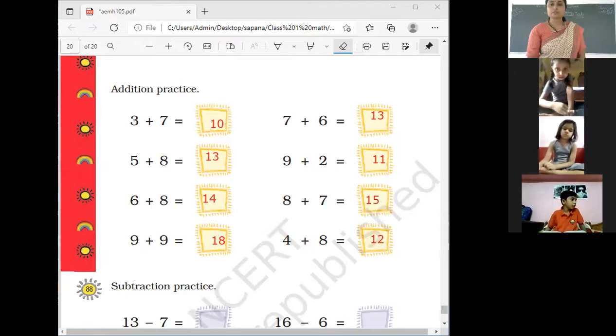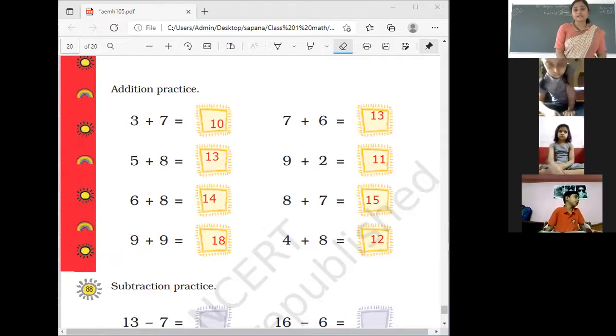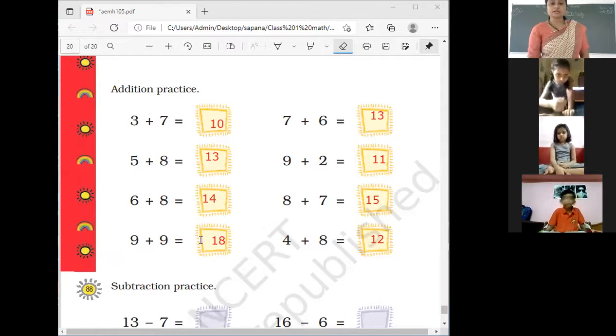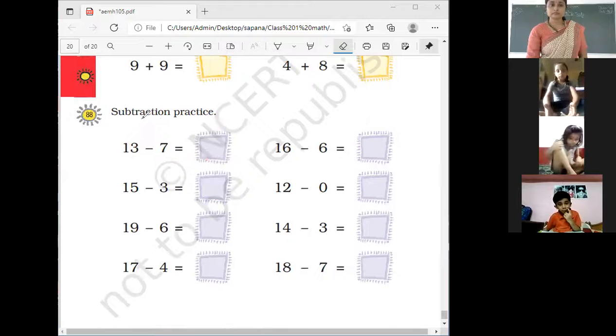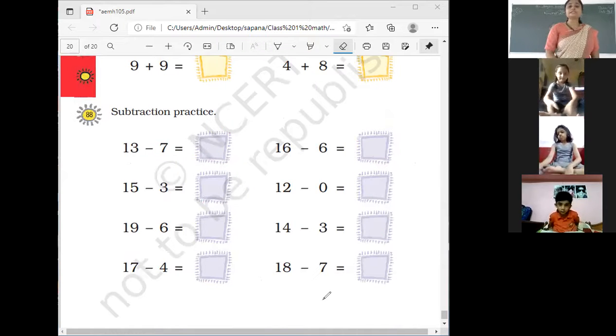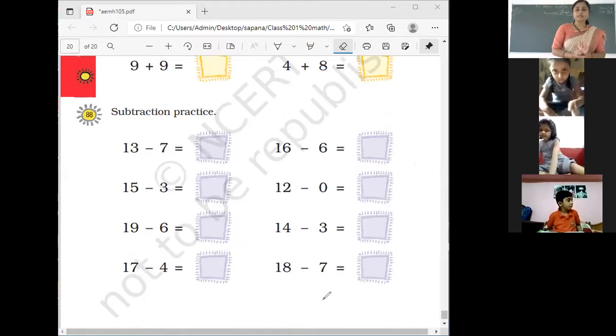Now next is subtraction practice. Subtraction means take away. अभी हमने क्या पढ़ा? Addition. Now we read subtraction.